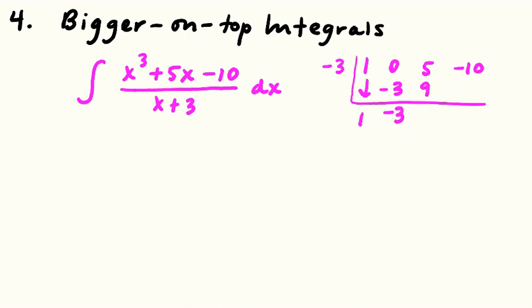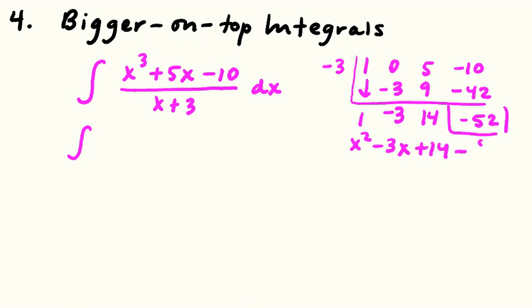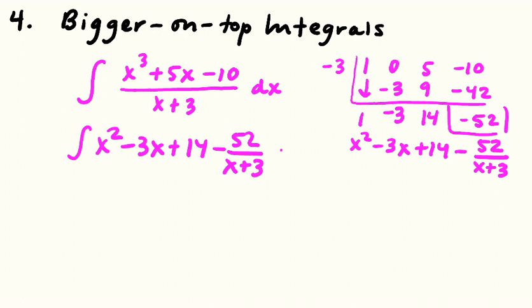Right, see, these numbers are getting out of control. 14 times 3 is, well, it's 30, and 12 is 42. This is negative 52. All right. So what I'm actually doing is, okay, this quotient is 1x squared minus 3x plus 14 minus 52 divided by the divisor, x plus 3. Okay, so I'm anti-differentiating x squared, negative 3x, 14, and negative 52 over x plus 3 with respect to x.